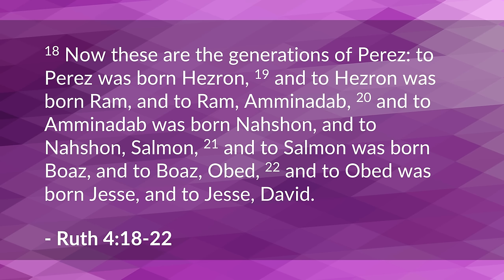Now, these are the generations of Perez. To Perez was born Hezron, and to Hezron was born Ram, and to Ram, Aminadab. And to Aminadab was born Nashon, and to Nashon, Salmon, and to Salmon was born Boaz, and to Boaz, Obed, and to Obed was born Jesse, and to Jesse, David."